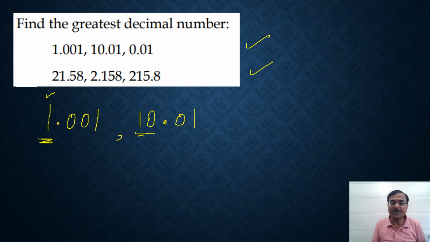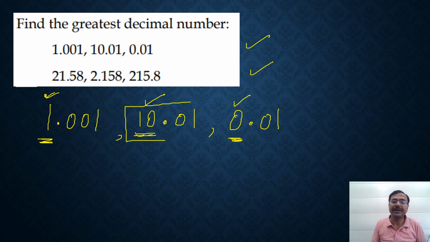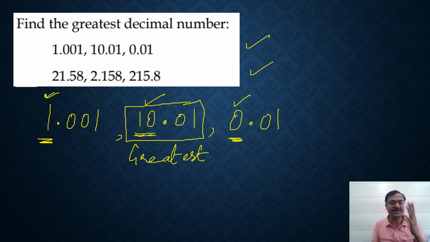10.01 lies between 10 and 11, and 0.01 lies between 0 and 1. So if you know that concept, finding out the greatest number is not at all difficult. This lies between 0 and 1, this lies between 1 and 2, this lies between 10 and 11, and therefore the number 10.01 is the greatest.